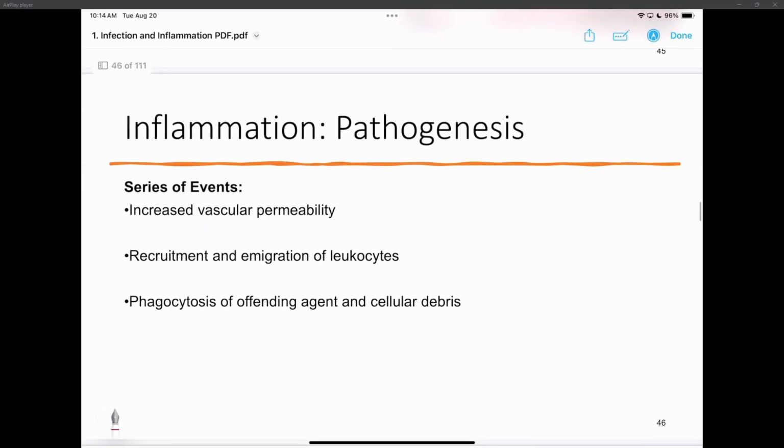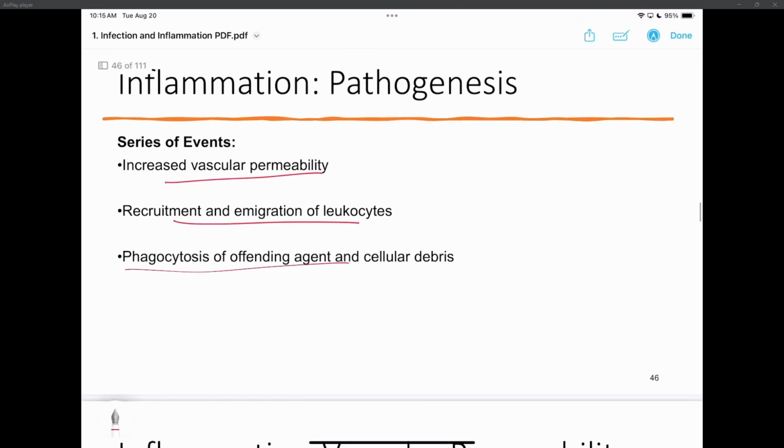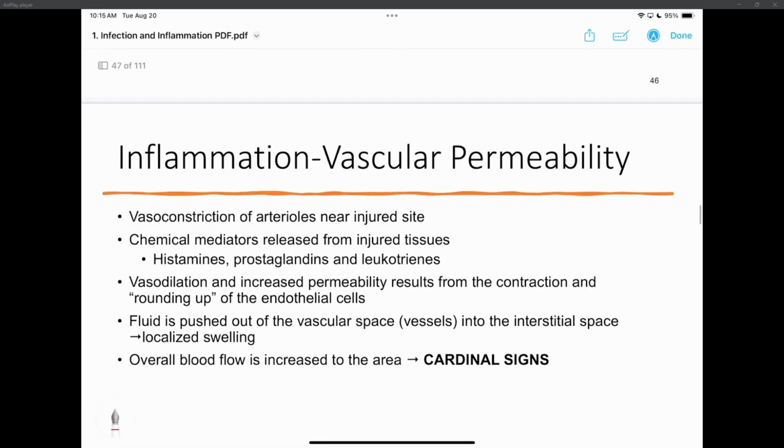So, inflammation and pathogenesis, what happens? Increased vascular permeability. We're going to go through these in steps, so we'll break them up. Second one, recruitment and immigration of leukocytes. And the third thing that happens is phagocytosis of that offending agent and any cell debris. We clean up the area, and it's ready for healing.